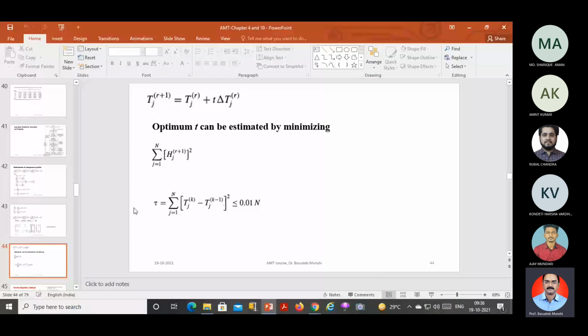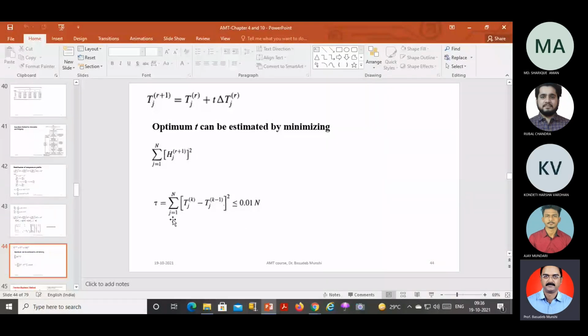After that, to check the convergence criteria, the convergence criteria is defined this way. This is in terms of temperature, and this should be less than or equal to 0.01. The temperature difference square we have taken to get a positive effect on the convergence factor. So this is how the sum rate method works.